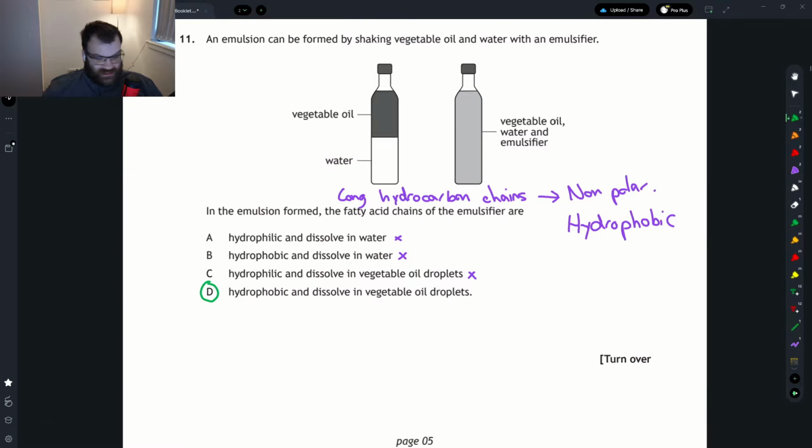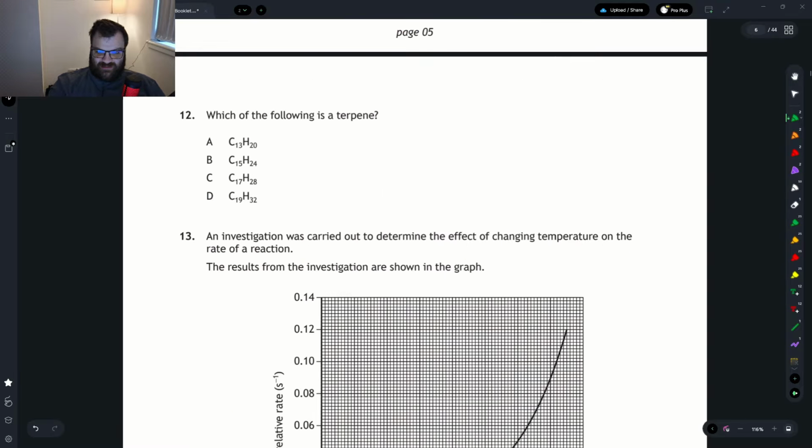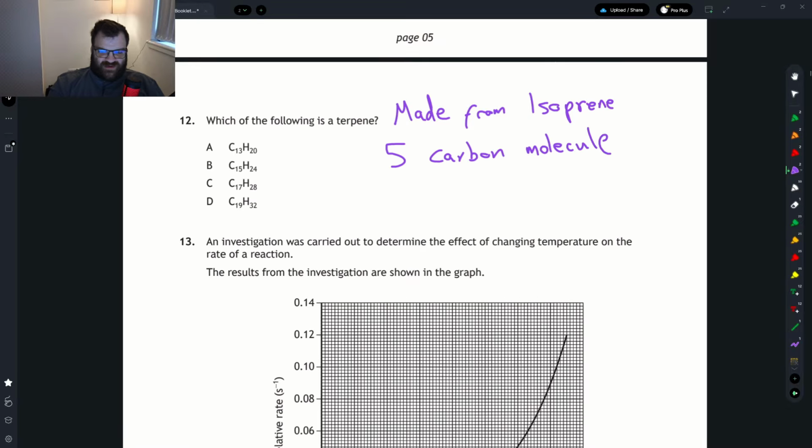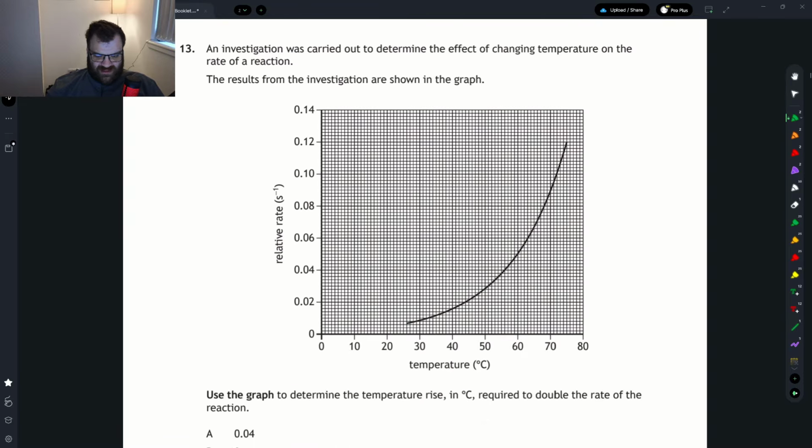What have we got next then? Here, which of these are terpene? So terpenes are made from isoprene. Isoprene is a 5-carbon molecule. So whichever of them has a multiple of 5 for the carbons will be our correct answer. B is a correct answer for that. So if you can count in 5s, you'll be fine with that one. Next one.